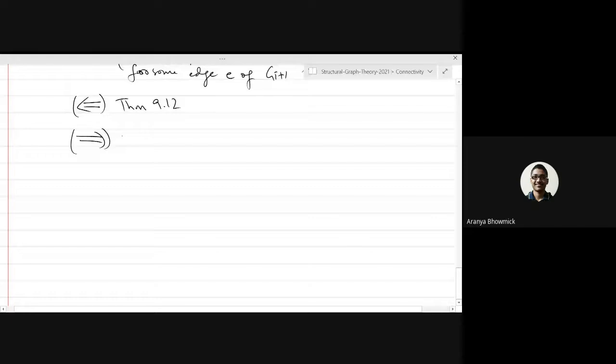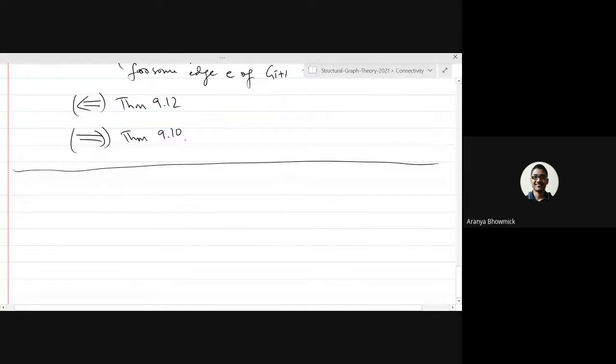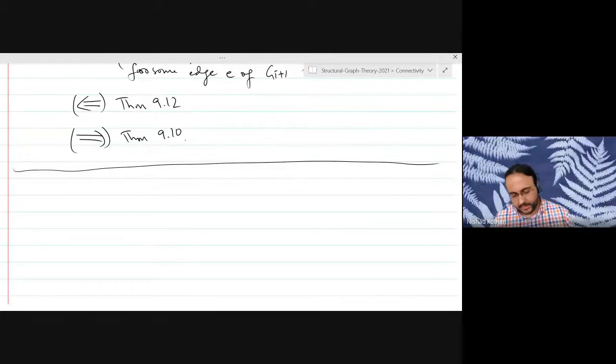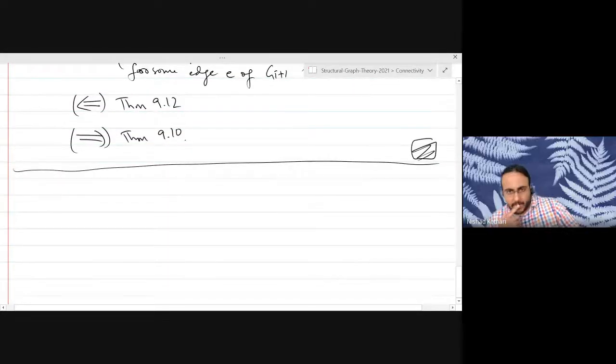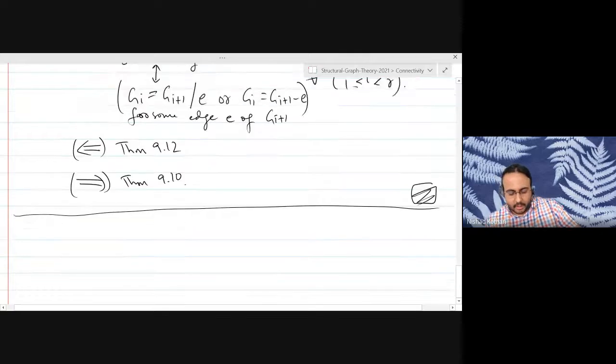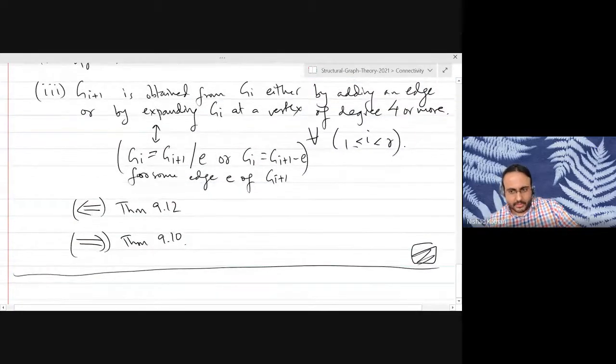So basically, if you could indeed prove Thomassen's theorem, then by that theorem we could say that the forward direction holds. Means if G is 3 connected, then there exists a sequence. Yes, that's right. Right? So the forward direction is due to Thomassen's theorem, which is significantly more difficult to prove, and the reverse direction is basically do it yourself. It follows from theorem 9.12.